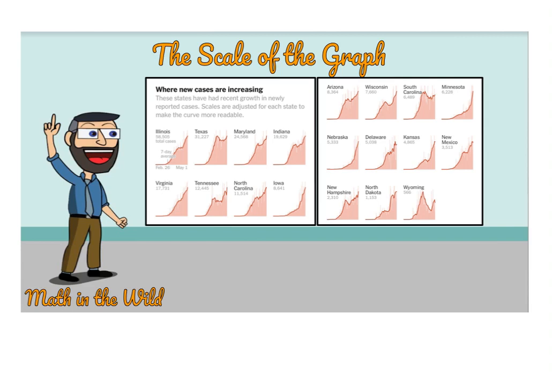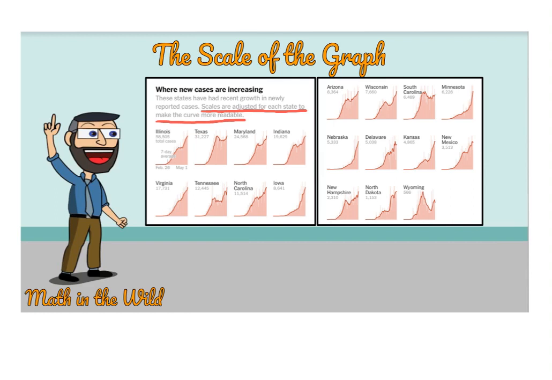Now, the reason I chose this article and these graphs to talk about is because of one sentence in the introduction. It says, where new cases are increasing. These states have had recent growth in newly reported cases, so their numbers are going up. And here's the important sentence: scales are adjusted for each state to make the curve more readable. Let's talk about what that means.